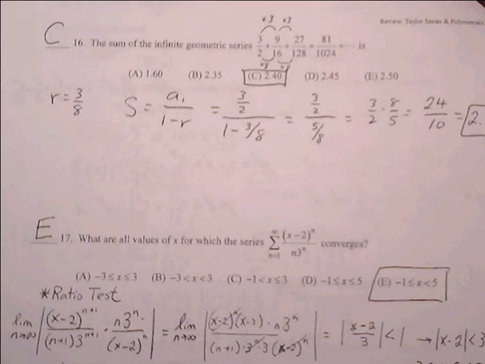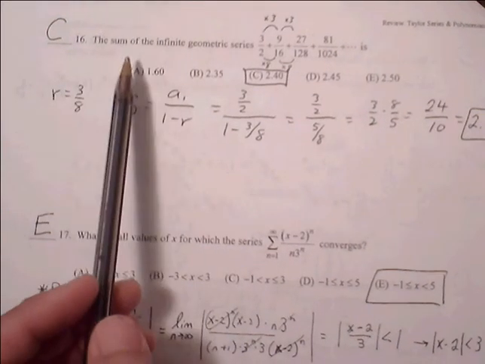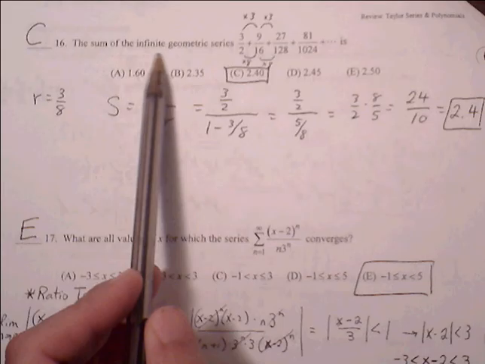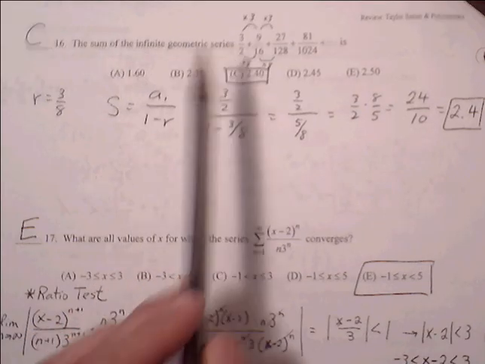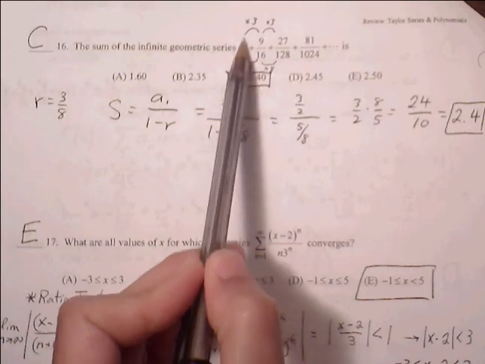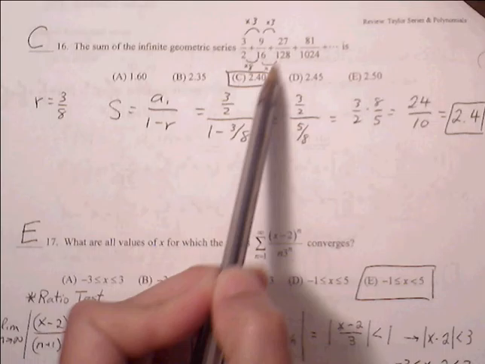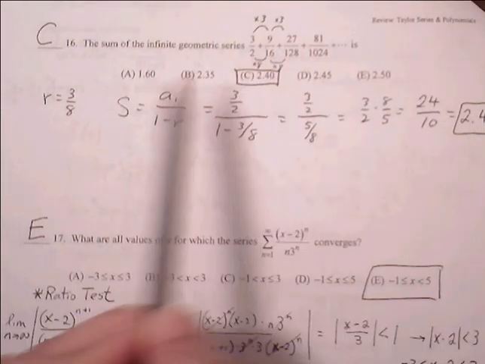We're looking at 16 through 21 from the Taylor series multiple choice worksheet. Number 16: the sum of the infinite geometric series. So we know this is a geometric series. We just have to figure out what the ratio is. We see that the pattern for the numerator is multiplying by 3, the denominator multiplying by 2. So the ratio will be 3 halves.